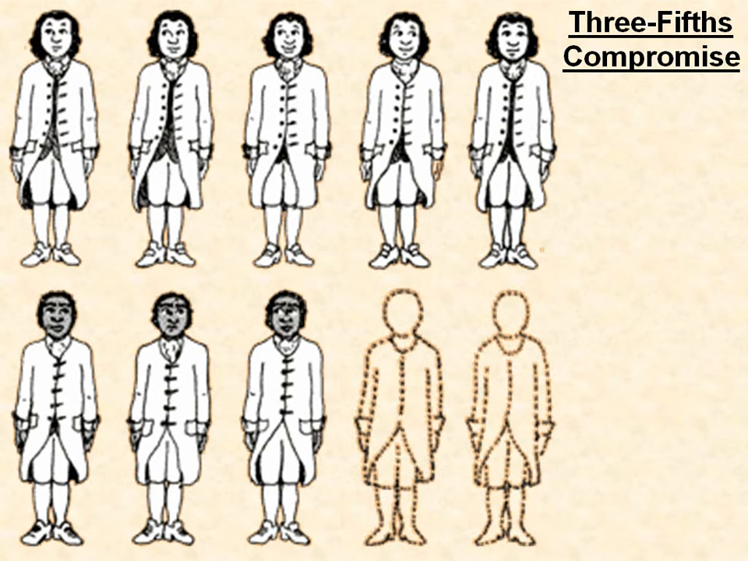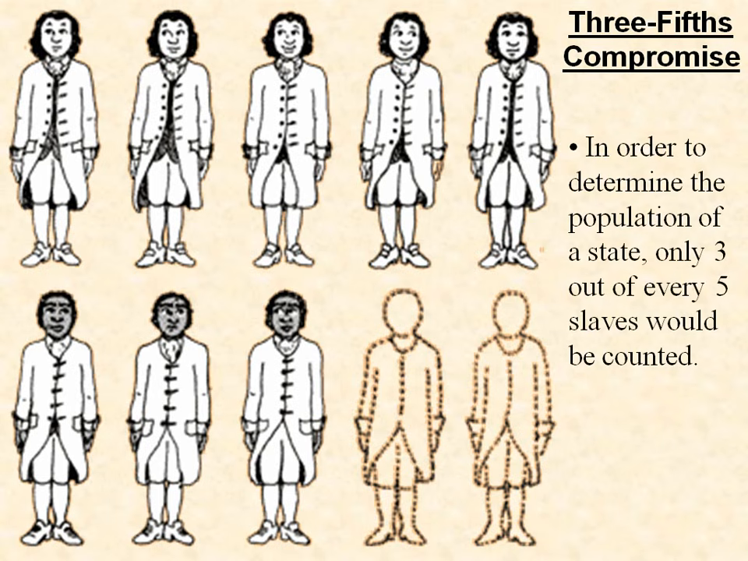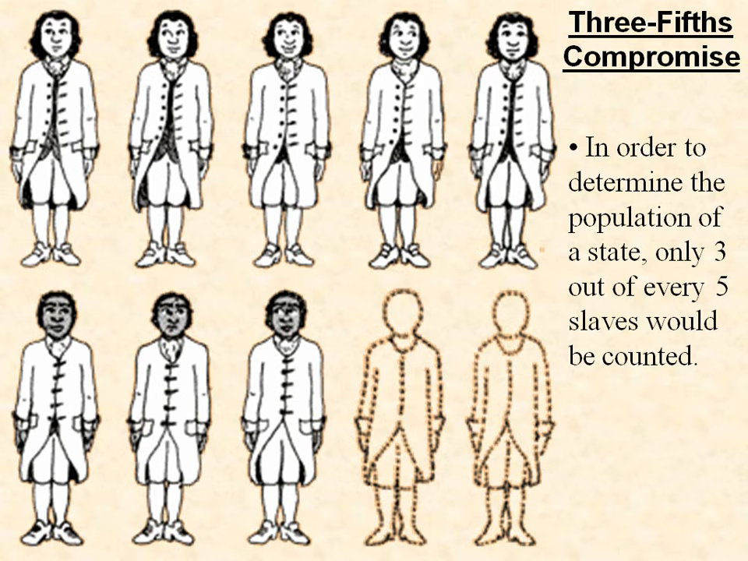All right, well, what to do about slaves? Well, in order to determine the population of a state, only 3 out of 5 slaves would be counted. Because Virginia and other slave-holding states believe their slaves should be counted, but in the North they say, well, why? Because they don't vote, they're not considered citizens. So the compromise here would be the 3/5 compromise, or for every 5 white people, you'd count 3 black people.